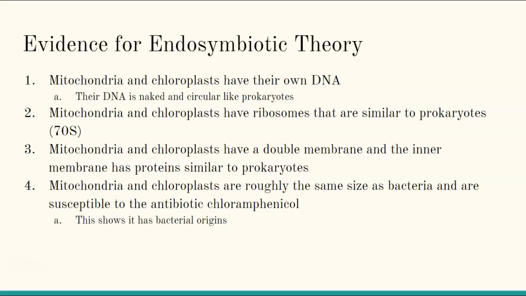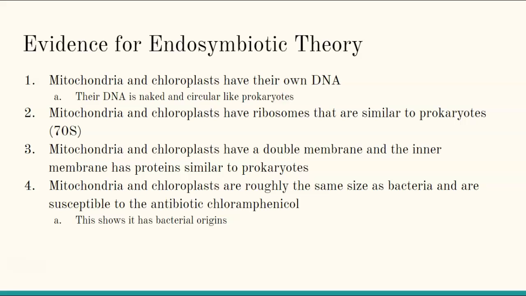Mitochondria and chloroplasts have a double membrane. The inner membrane has proteins similar to prokaryotes, again, which gives good evidence to the fact that they were a bacterial type cell prior to being engulfed in a eukaryote. And then finally, they're about the same size as a bacterial cell, and they're susceptible to the antibiotic chloramphenicol, which if you are susceptible to an antibiotic, that means that you're kind of susceptible as a bacterial cell. That's what it's used for, is to kill bacteria. So it again shows that it has bacterial origins.